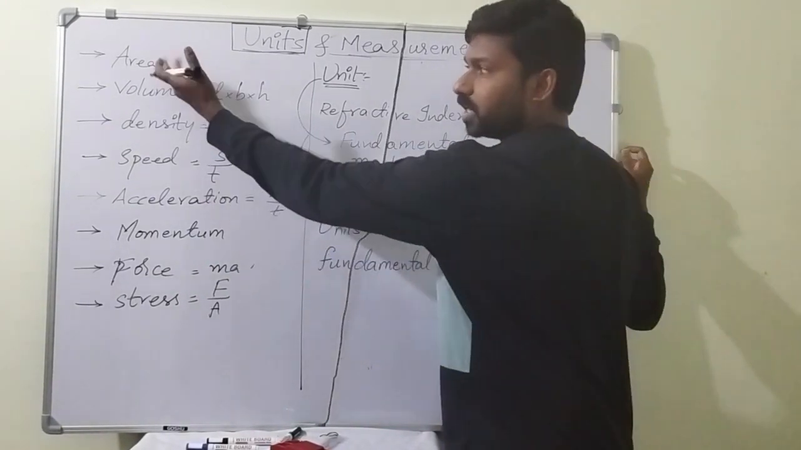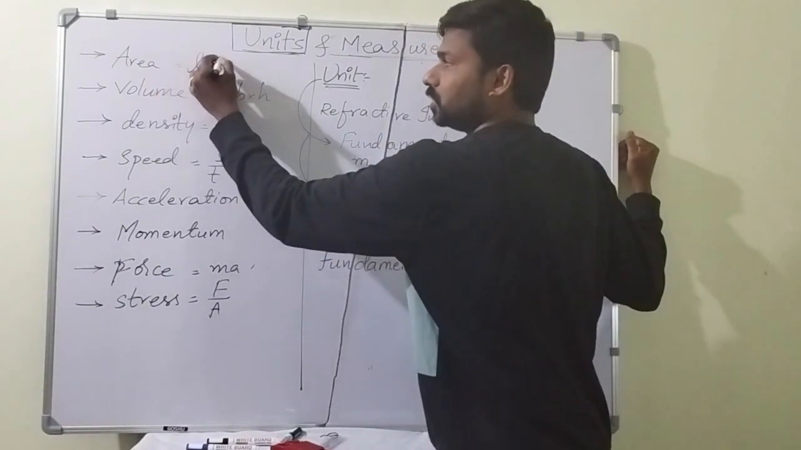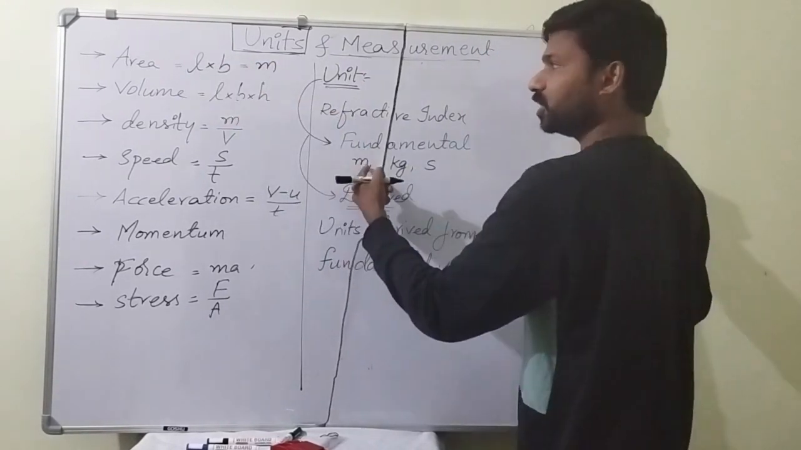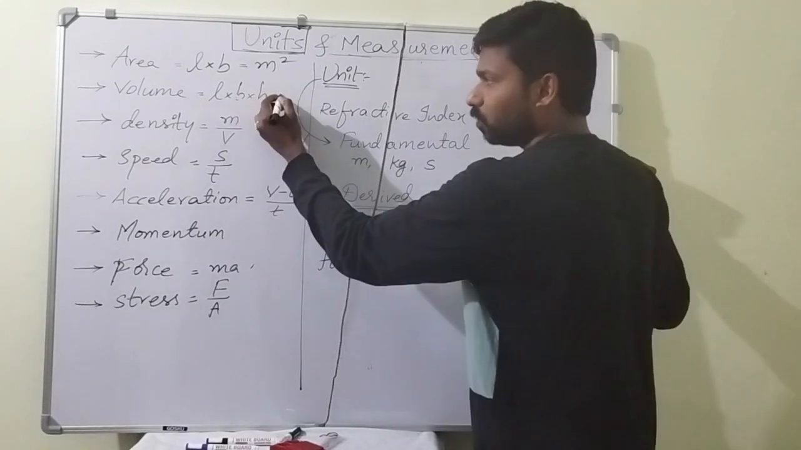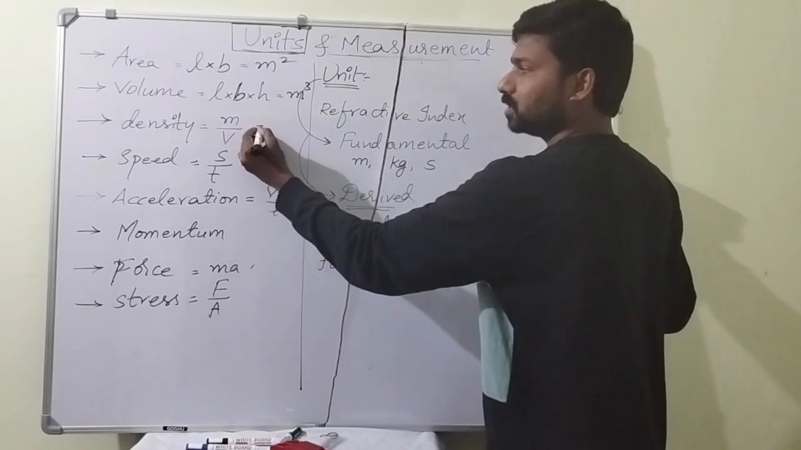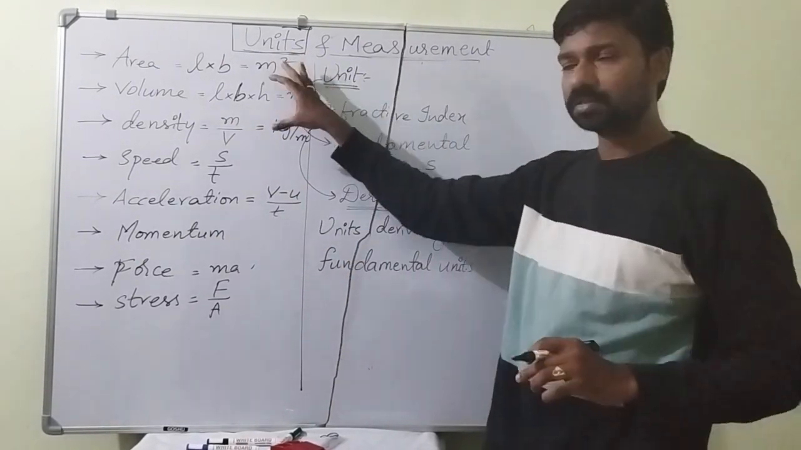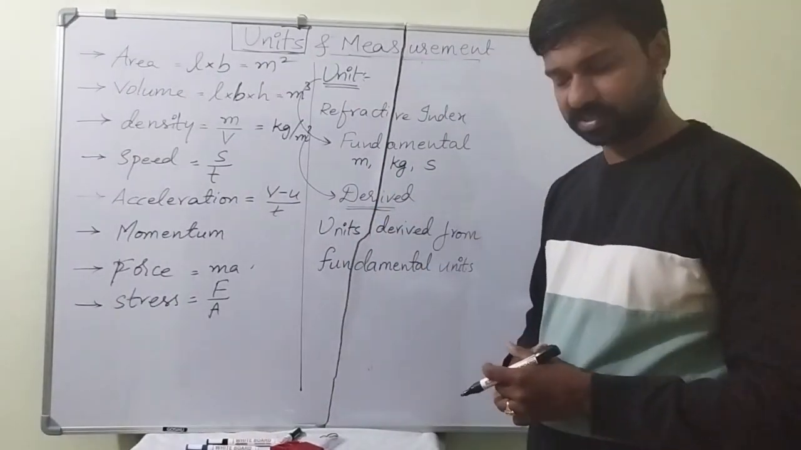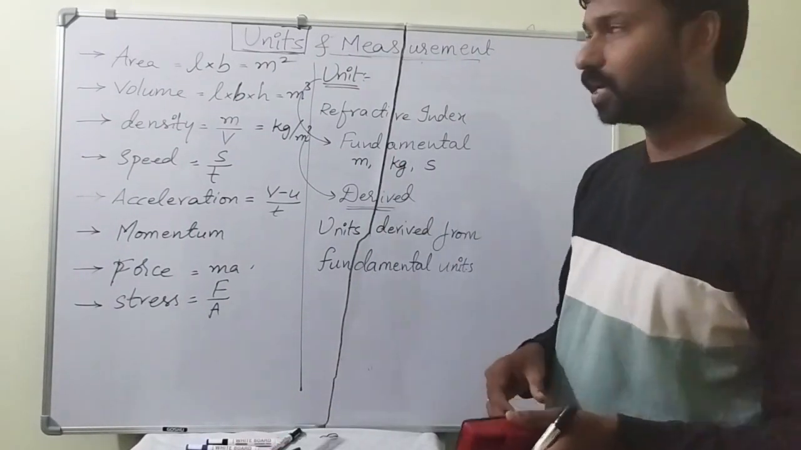For example, area is a derived physical quantity. Area is equal to length into breadth. Length is measured in which unit? Meter. Breadth is also measured in meter. So meter into meter becomes meter square. Volume is length into breadth into height, so it becomes meter cube. Density is equal to kg per meter cube. These all are the units of derived physical quantities. We call them derived units. So that is about fundamental units as well as derived units.